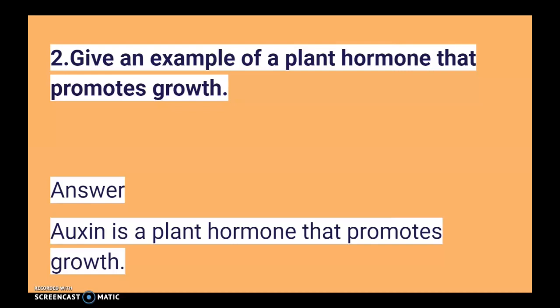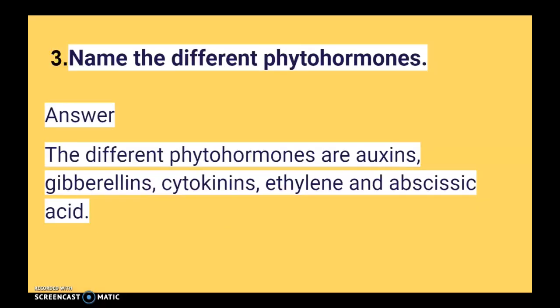Give an example of a plant hormone that promotes growth. Answer. Auxin is a plant hormone that promotes growth. Name the different phytohormones. Answer. The different phytohormones are auxins, gibberellins, cytokinins, ethylene, and abscisic acid.